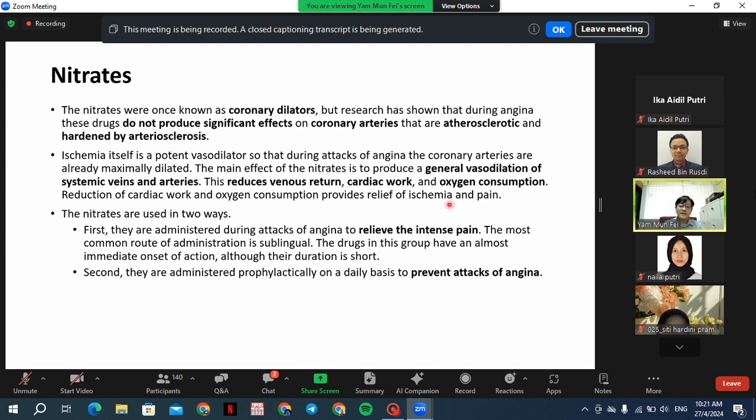understand? So for this slide, you need to understand nitrate will not cause a significant effect on your coronary artery when the coronary artery has undergone atherosclerosis. The only thing is nitrate helps this type of patient by lowering the venous return and also cardiac output as well. Okay.